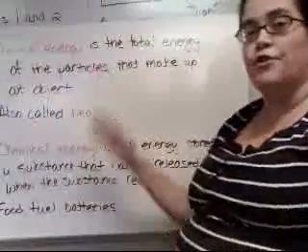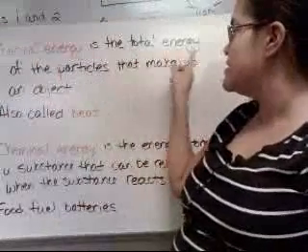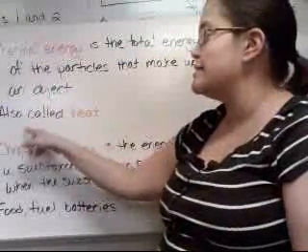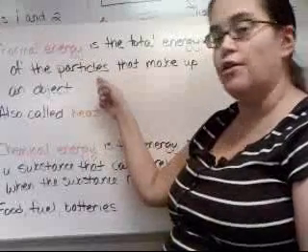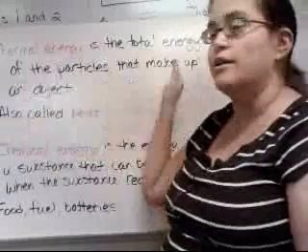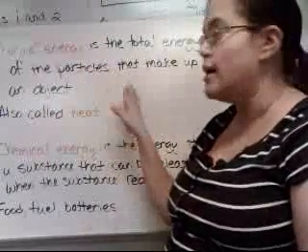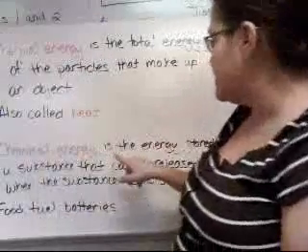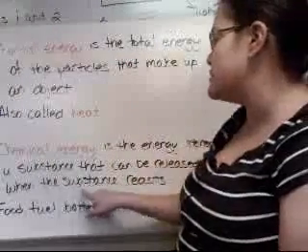Okay, here are the first two forms of energy. Thermal energy is the total energy of the particles that make up an object. This is sometimes also called heat. So the faster the particles move, the more thermal energy it has. And we're actually going to do a completely separate video on thermal energy, so we will cover more about this in a future video.